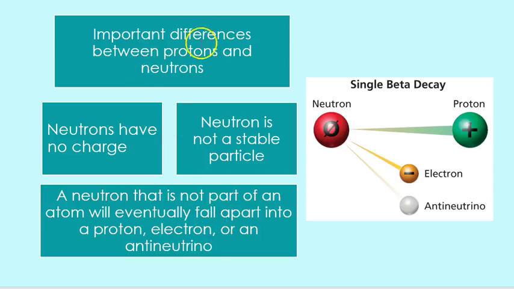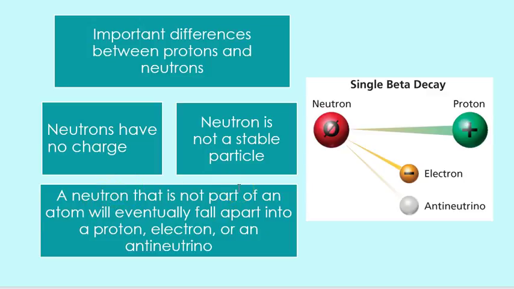There's an important difference between protons and neutrons. Firstly, neutrons have no charge. Because of that, they're not a stable particle, so they tend to be less predictable than our protons and our electrons are. A neutron that is not part of an atom will eventually fall apart.